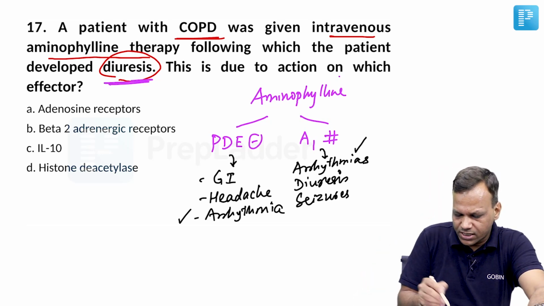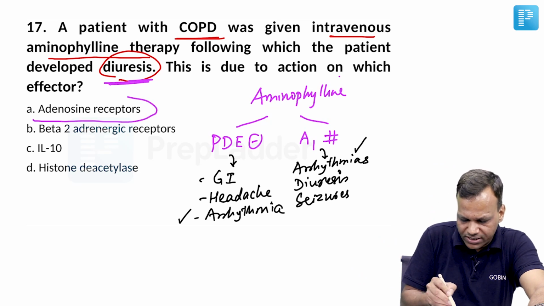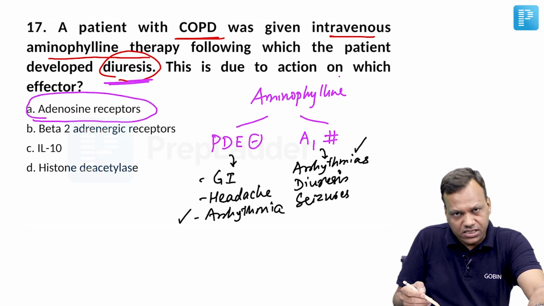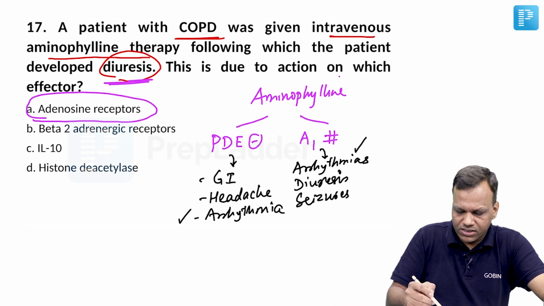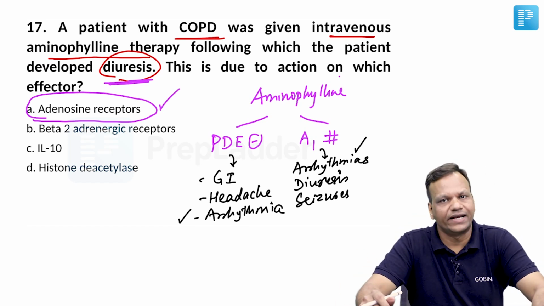So why does diuresis occur? Now we know it is due to adenosine receptors, and an easy one because phosphodiesterase is not given in the option. So it's very easy to remember. So answer is adenosine receptor antagonism.